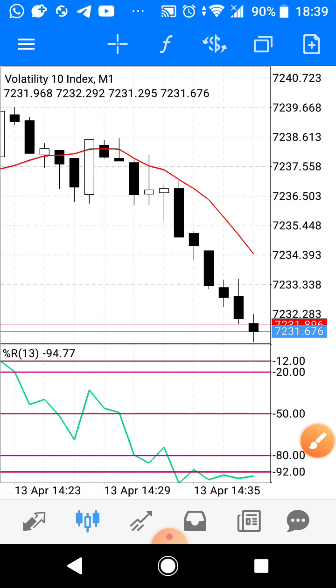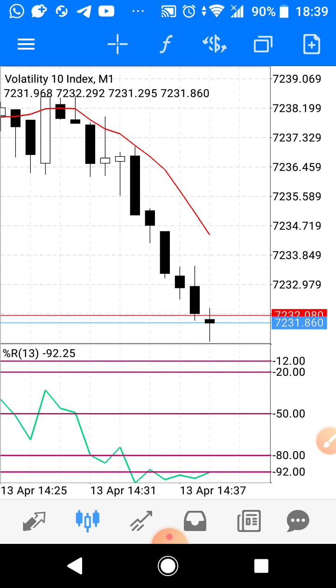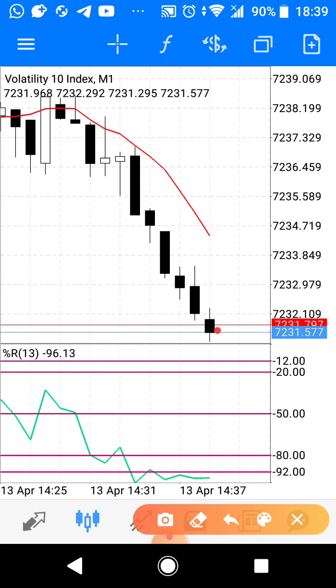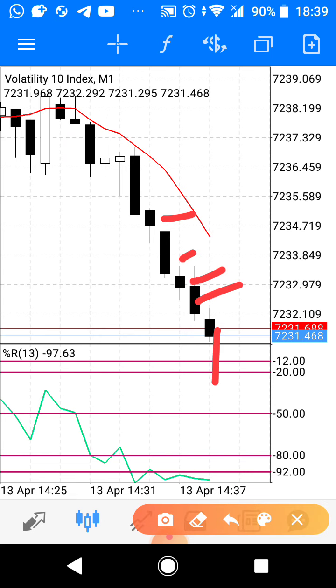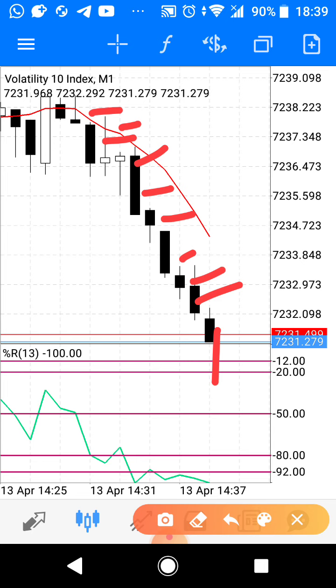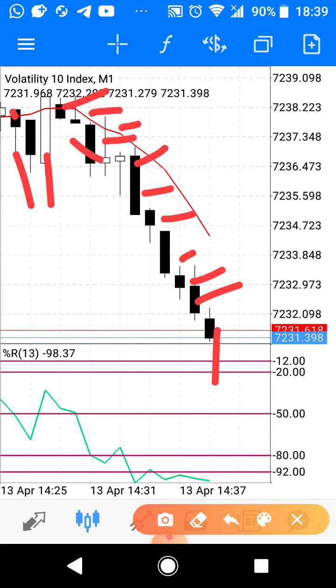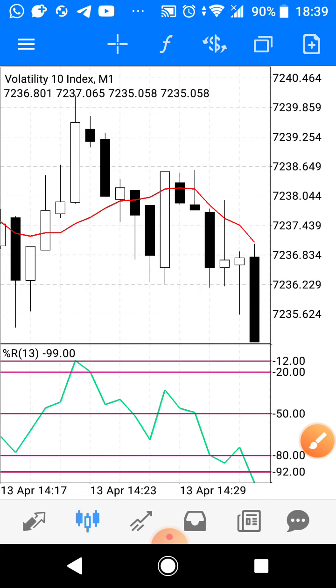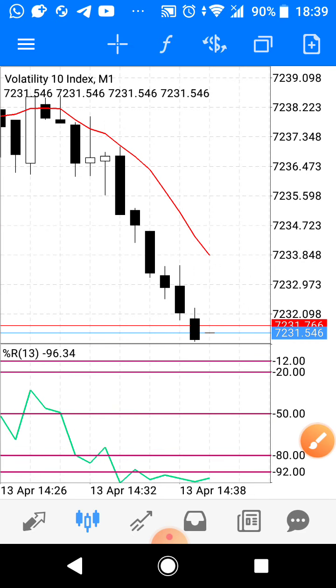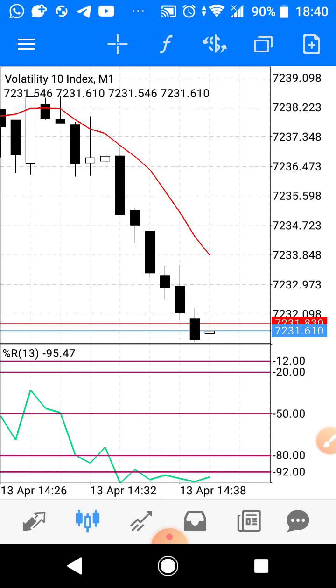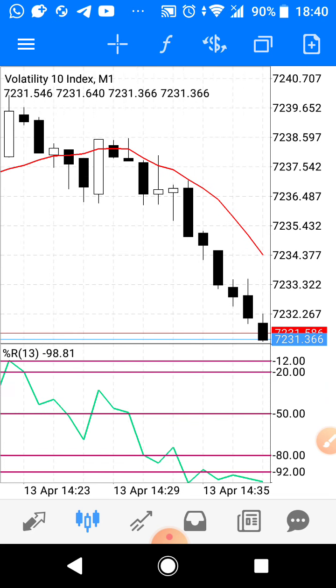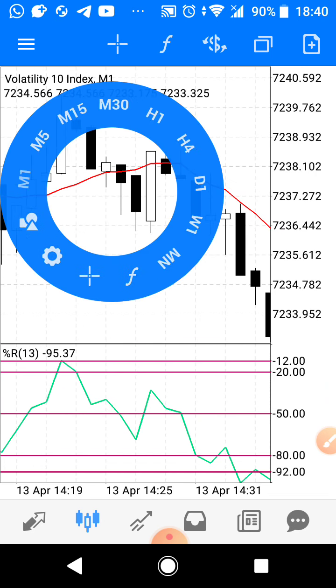We need 20 candles. 1, 2, 3, 4, 5, 6, 7, 8, 9, 10, 11, 12, 13, 14, 15. This white is 15. This, where is it? 16, 17, 18, 19, 20. Wow.